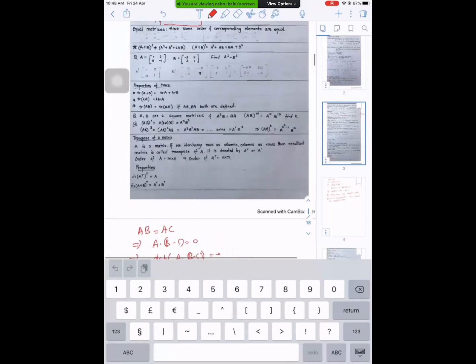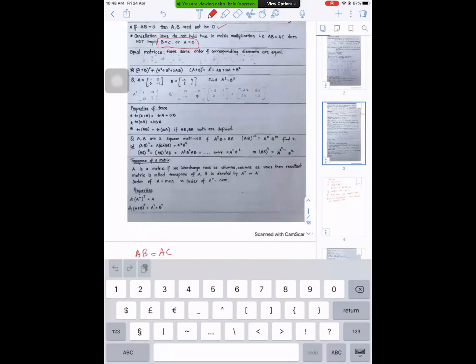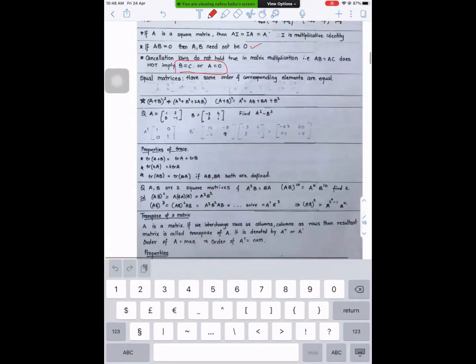Next properties: in matrices, the formulas for A plus B whole square and A square minus B square won't work out. So this formula is wrong. The only reason is that A plus B whole square is simply A plus B into A plus B, which is exactly A square plus AB plus BA plus B square. It is like normal multiplication, but don't take AB equal to BA here.